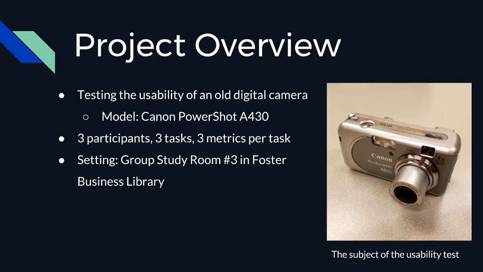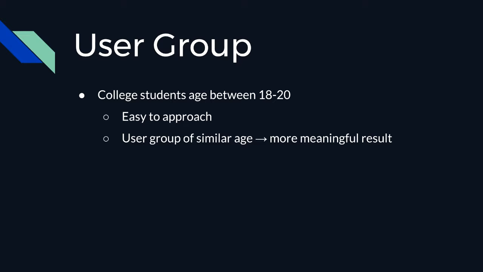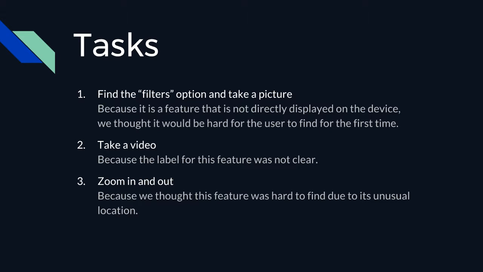The usability test was executed in group study room number 3 in Foster Business Library in Picard Hall. Our choice of user group was college students aged between 18 and 20. We selected this group because they were easy to approach and a user group of similar age could lead to a more meaningful result.